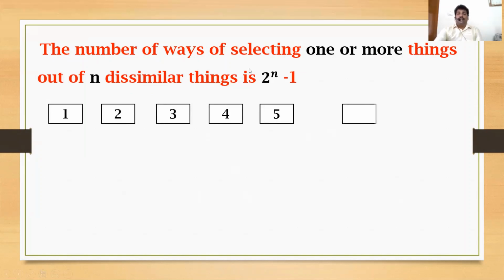Number of ways of selecting one or more things. So if you take first box, how many chances you can select or do not select? Selecting or not selecting. 2 choices are there for each box. Selecting and not selecting. Second box also selecting and not selecting. And selecting, not selecting third box also. Like that n boxes are there. You have to multiply 2 into 2 into 2, n times. That is 2 to the power of n.